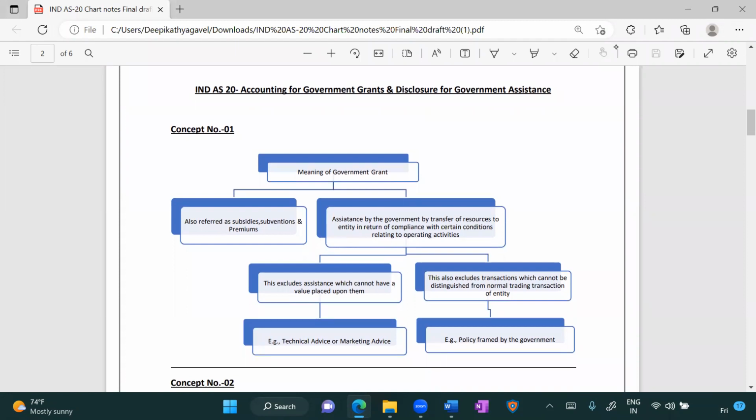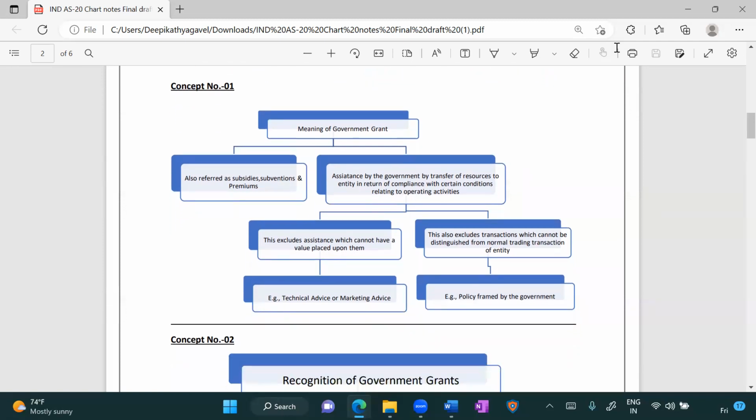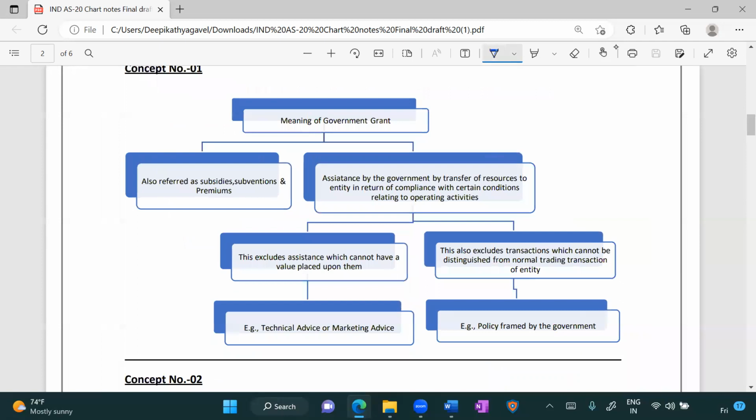So let's start with concept number 1, the meaning of government grant. Government grant is generally also referred to as subsidies, subventions, or premiums, as you would have already heard. And they are nothing but assistance that are given by the government. Government grants are assistance that are given by the government by transfer of resources to the entity in return of some compliance with certain conditions relating to the operating activity.